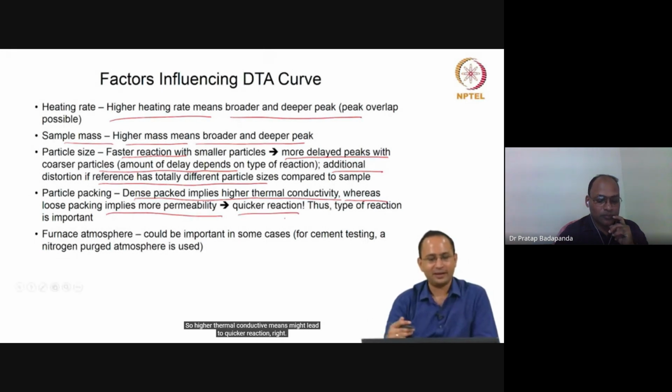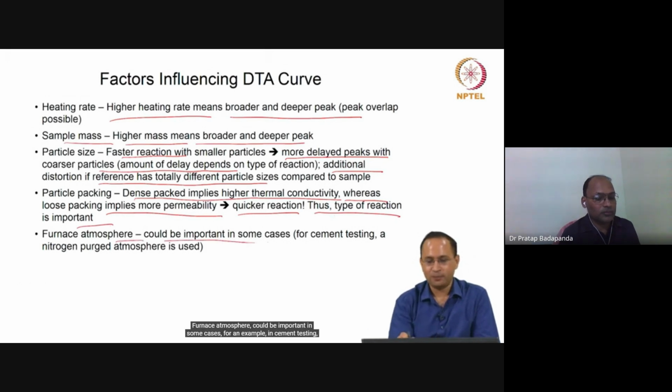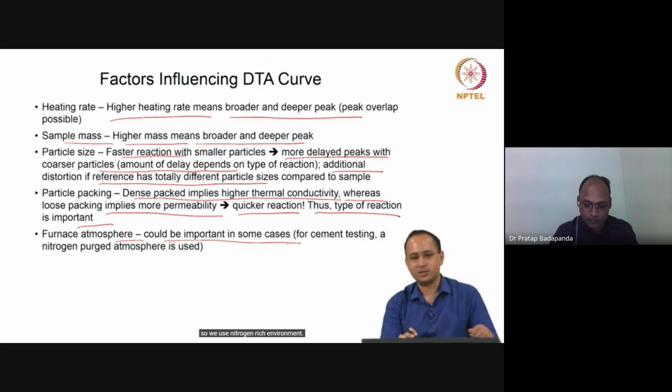So higher thermal conductivity might lead to quicker reaction, right? Thus the type of reaction is important. Furnace atmosphere could be important in some cases. For an example, in cement testing, we usually use nitrogen purge atmosphere because we do not want it to react with carbon dioxide. We do not want carbonation to happen. Also we do not want any change, so we use nitrogen rich environment.